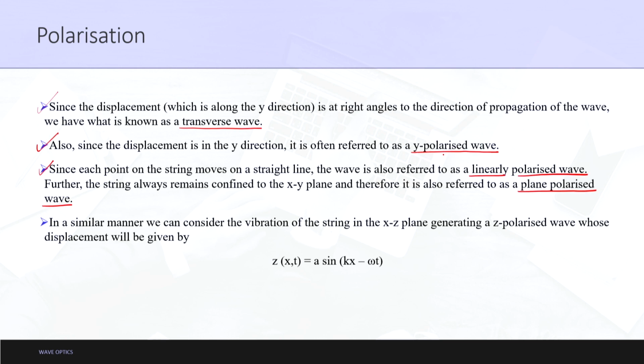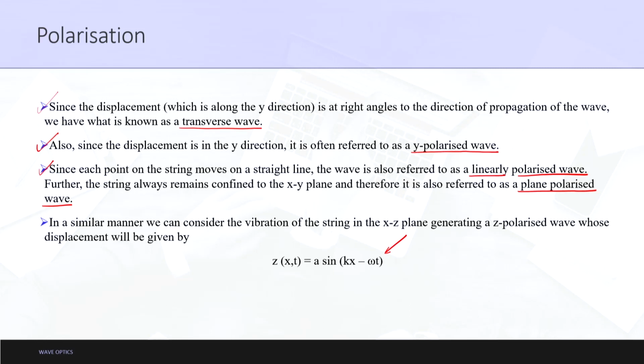And therefore the equation for this will be z, which is a function of x and t, equals a sin(kx minus omega t). The equation will be the same, only the displacement, or the position of the points which are vibrating, will be in the z direction, whereas before that it was in the y direction. So it was moving like this for y.